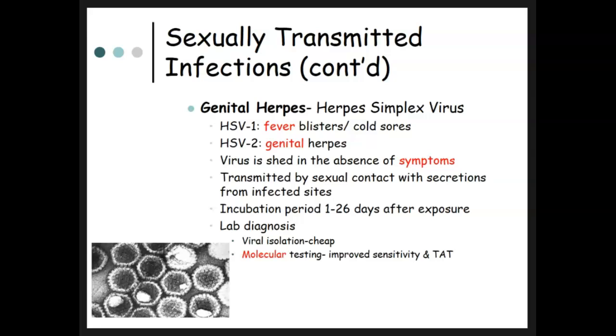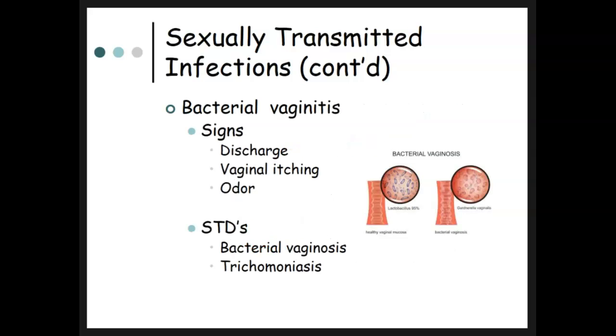Genital herpes is the next STD that we're going to discuss. We have both herpes simplex virus 1 and 2. HSV1 traditionally caused fever blisters or cold sores, so above the waist, and HSV2 was usually the genital herpes type, but now they flip-flop back and forth. The virus is shed even in the absence of symptoms. It can be transmitted by sexual contact with secretions from infected sites. The incubation period is 1 to 26 days after exposure. And in the lab, this is mostly done with molecular testing as well.